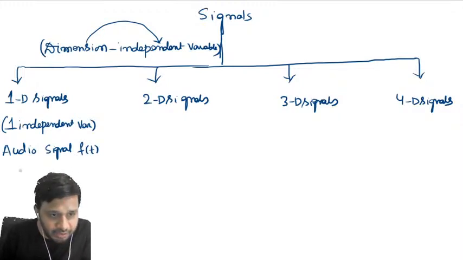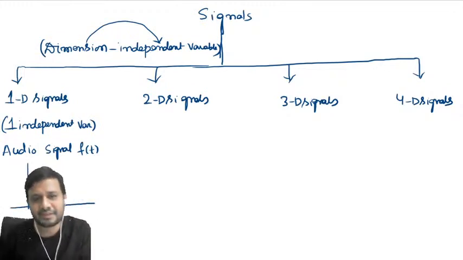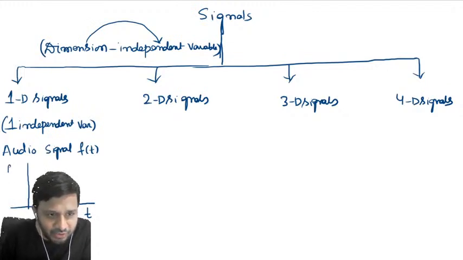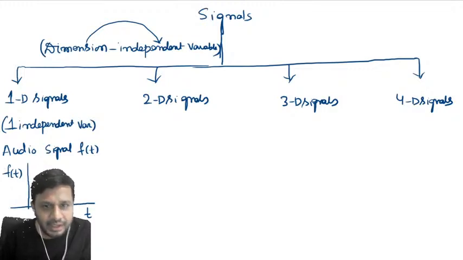An audio signal can be represented like this. We are going to take a vertical axis and a horizontal axis. Along the horizontal axis, we are going to represent the independent variable, and along the vertical axis, we are going to represent the dependent variable. Dependent variable means dependent on this one.